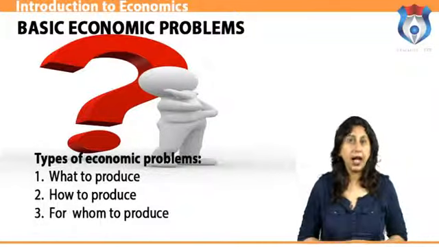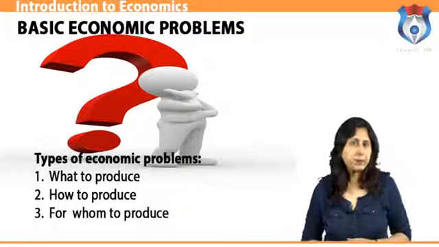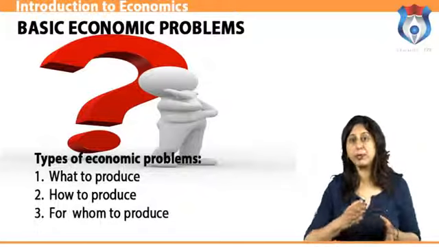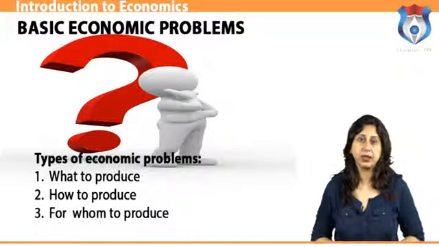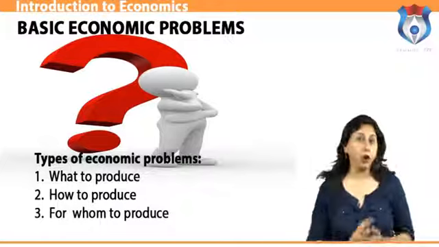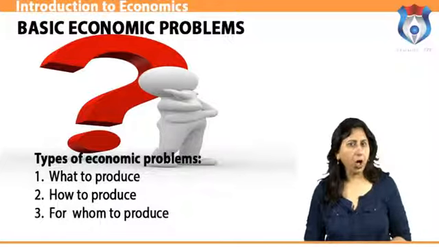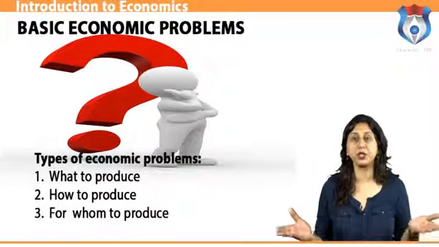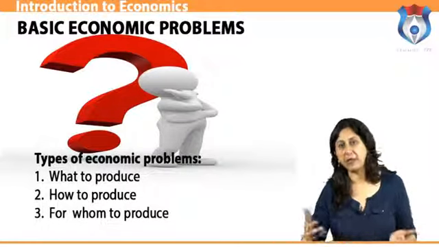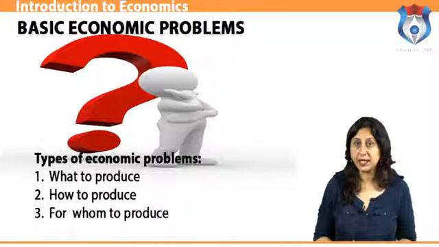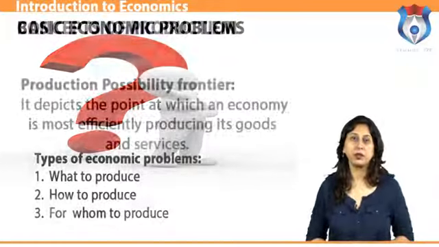resources. How to produce? This problem is concerned with choosing the technique of production that is to be used for producing the output. A technique is either labor or capital intensive. For whom to produce? The problem of for whom to produce is related to the distribution of the produced output among the factors of production. Factors need to be compensated for their efforts in producing the output.